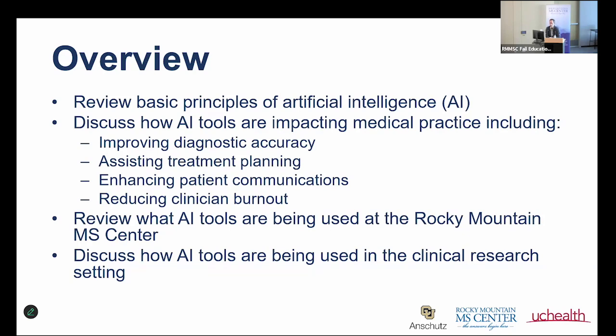So those of you that are my patients, a lot of times we've taken a look at these, but we can walk through that a little bit. And then we'll talk a little bit about clinical research, which I think is a really exciting forefront for AI.